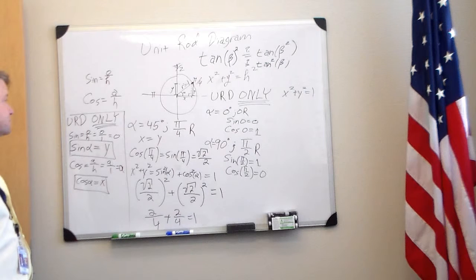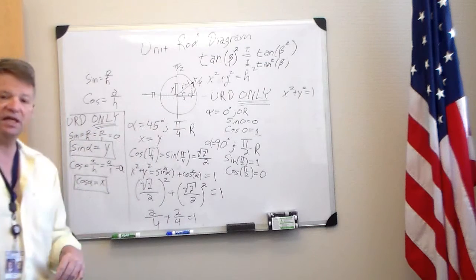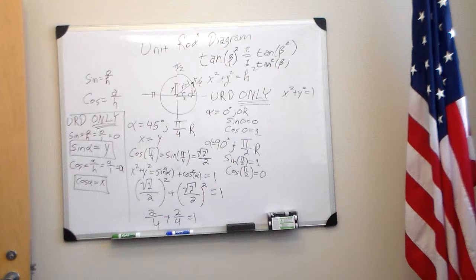actually, you know what? Yeah, we'll do this first. So anyway, at 45 degrees, the value of sine and the value of cosine of that angle is both square root 2 over 2.